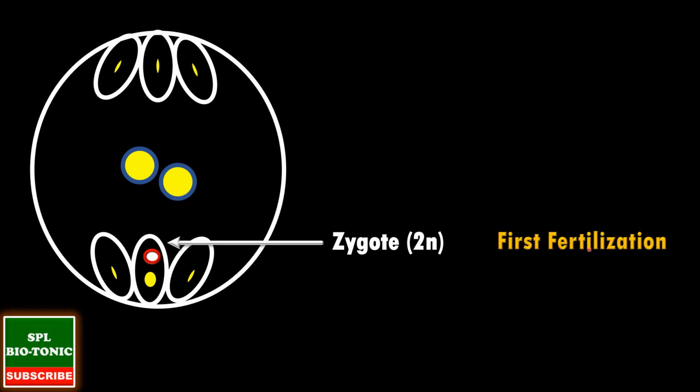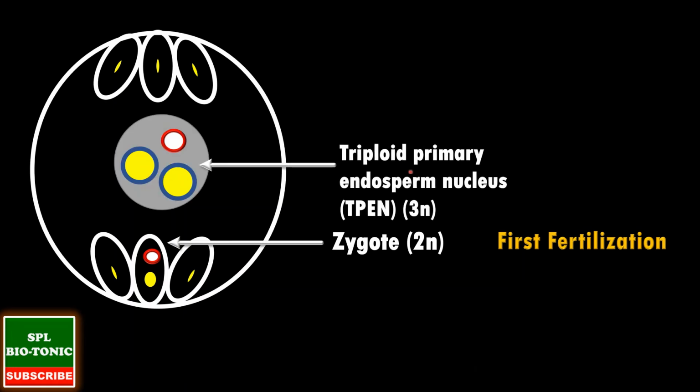The second male gamete fuses with secondary nuclei to form the triploid structure. It is called triploid primary endosperm nucleus, which is also called as TPEN, that is triploid primary endosperm nucleus. And from this TPEN, the endosperm is formed. So this process is called second fertilization.